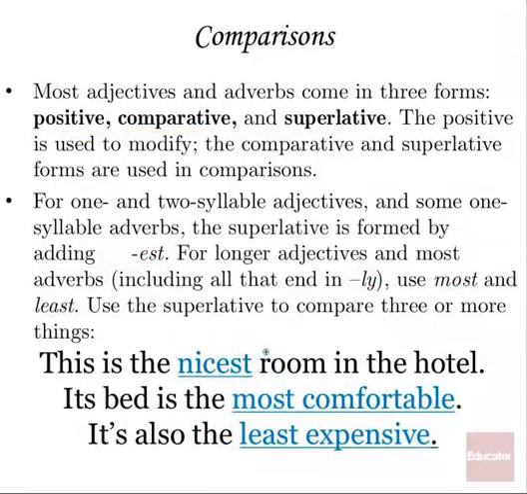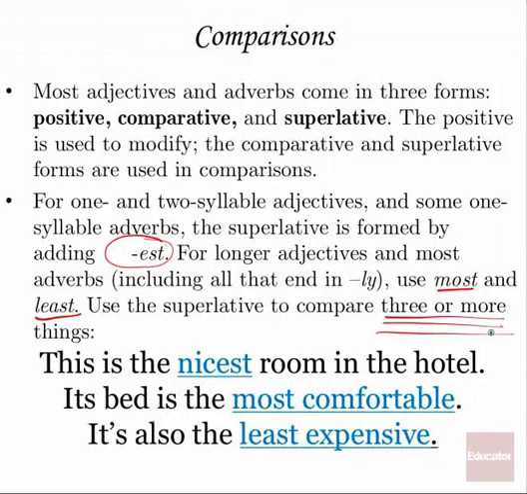All right. Now, for one and two syllable, for longer adjectives, to form the superlative. One and two syllable adjectives, you form the superlative by adding est. So good, better, best. For longer adjectives and most adverbs, including all that end in ly, use most and least. Use the superlative to compare three or more things. At least three or more.